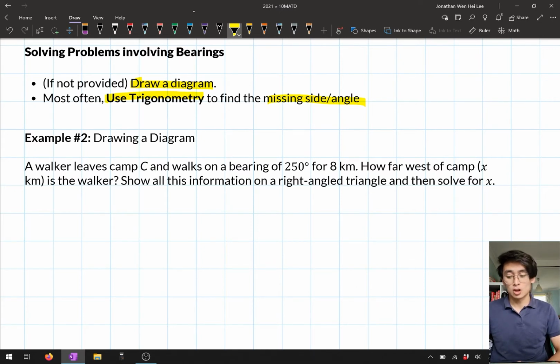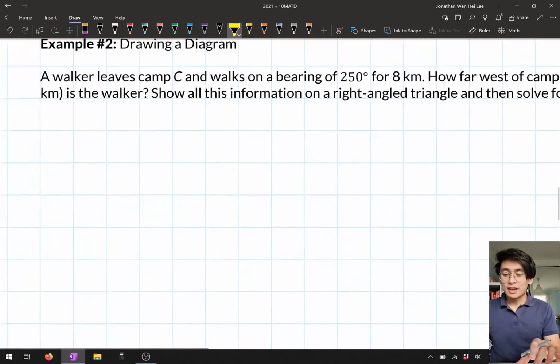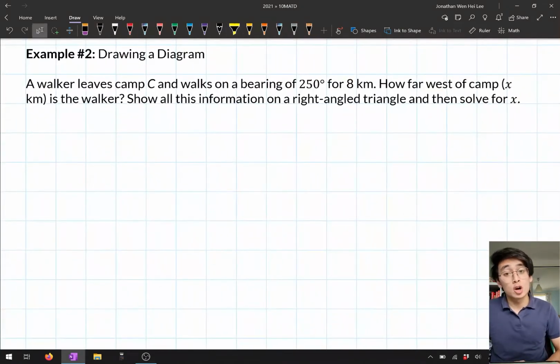So let's have a go at this question. A walker leaves the camp C and walks at a bearing of 250 degrees for 8 kilometers. How far west, x kilometers, is the walker? Show all this information on a right-angled triangle, then solve for x. Okay, so for this question, we want to draw a diagram first so we can visualize what's happening. Let's have a look at the question and see what information is important.